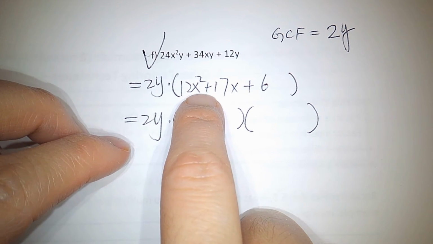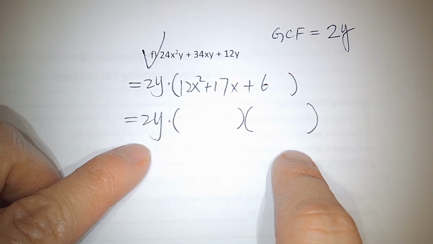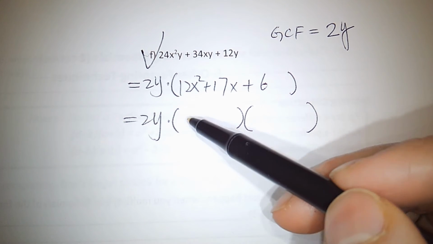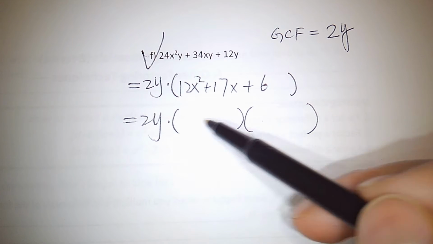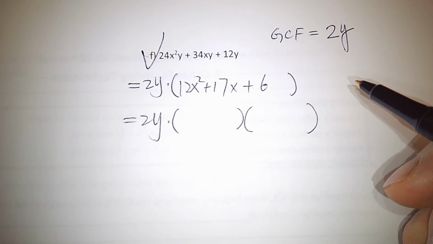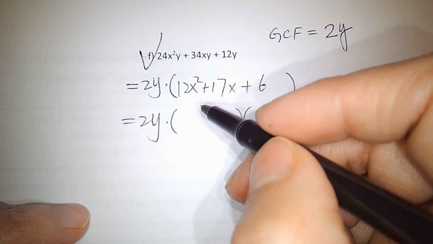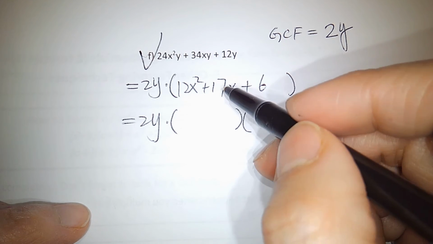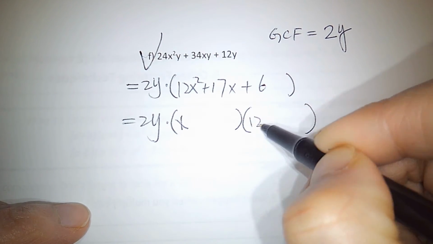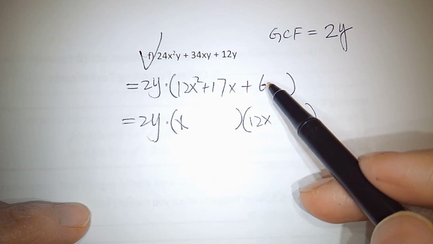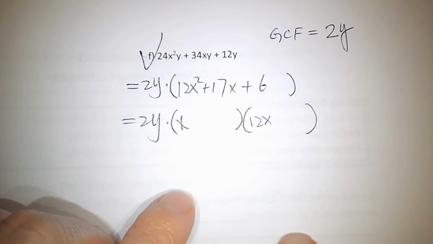Factor the 12x squared. What can we have? We can have x times 12x. We can have 2x times 6x. We can have 3x times 4x, right? So which one do you want to give it a try? The biggest one? Yeah, I think we can go down. So you want to try from x and 12x, right? Right. And then to factor 6.